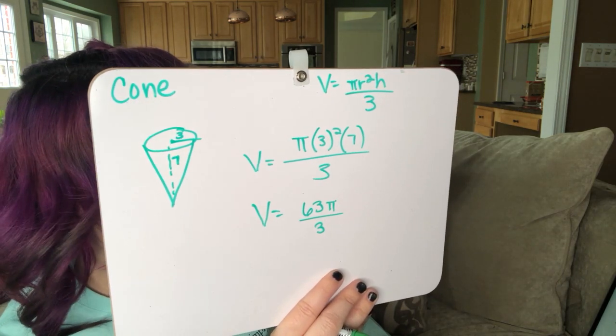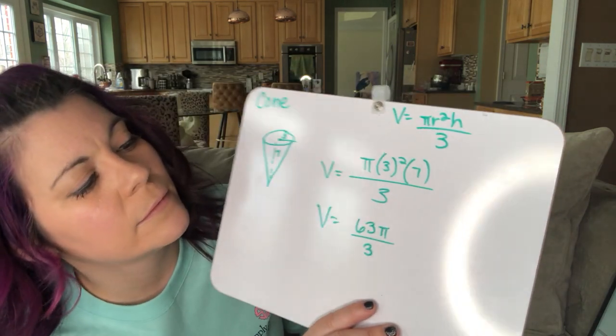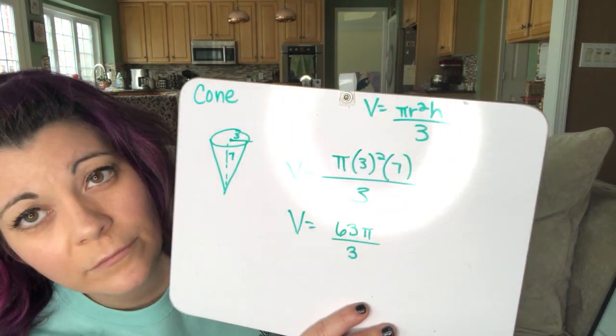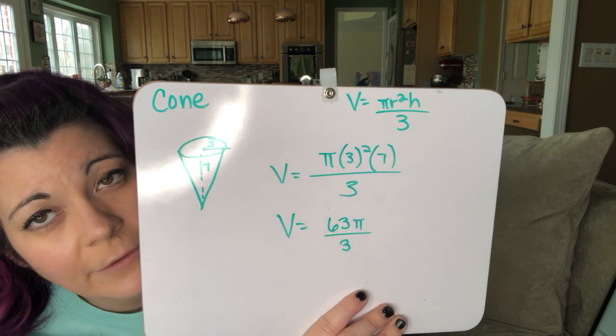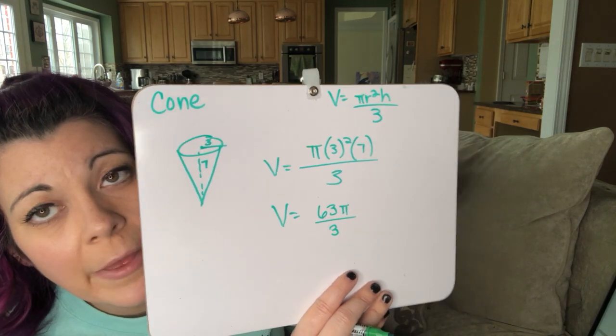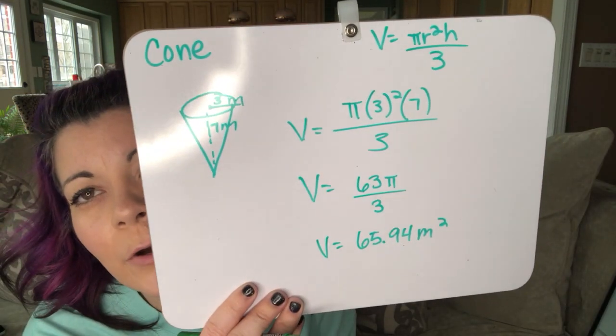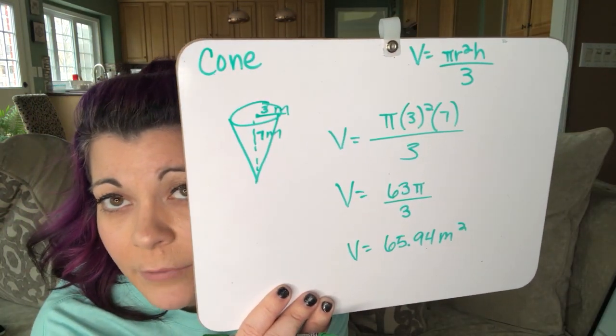If you want to, you can write that in terms of pi. But if your teacher says, hey, I need you to put it in decimal form, do 63 times 3.14 divided by 3, and you get 65.94 meters squared. Everything's meters. So simple, you just plug in the numbers and then do the calculations. And that is how you find the volume of a cone and pyramids.